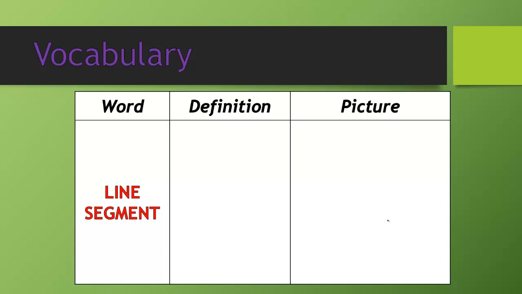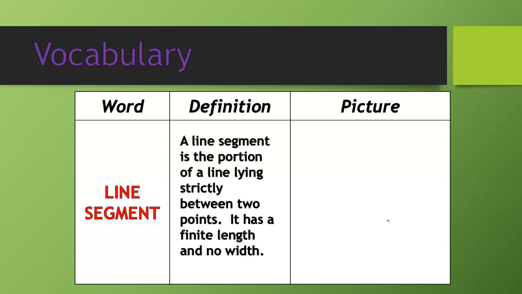Next, we have a line segment. So a line segment, very similar to a line, and again, should be a little bit of review. It's the portion of a line lying strictly between 2 points. It has a finite length, meaning it has a definite length. It doesn't go on forever, and again, no width.